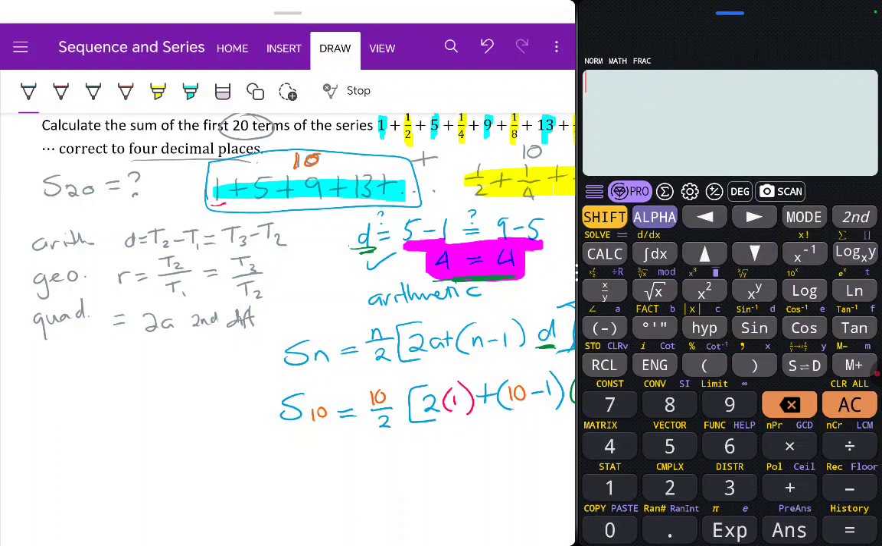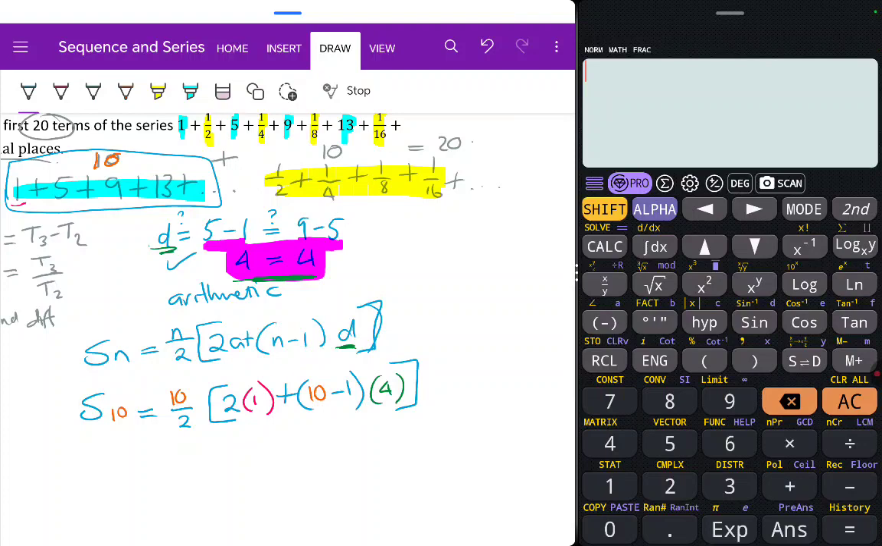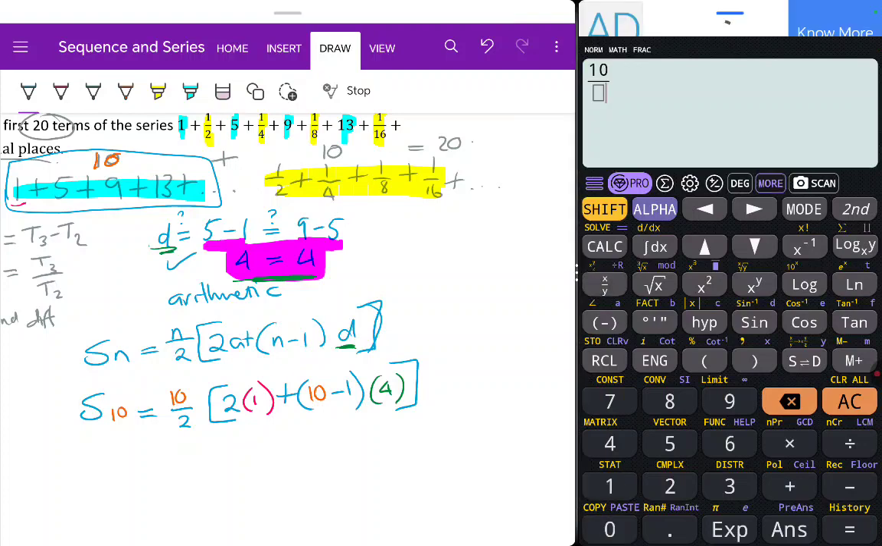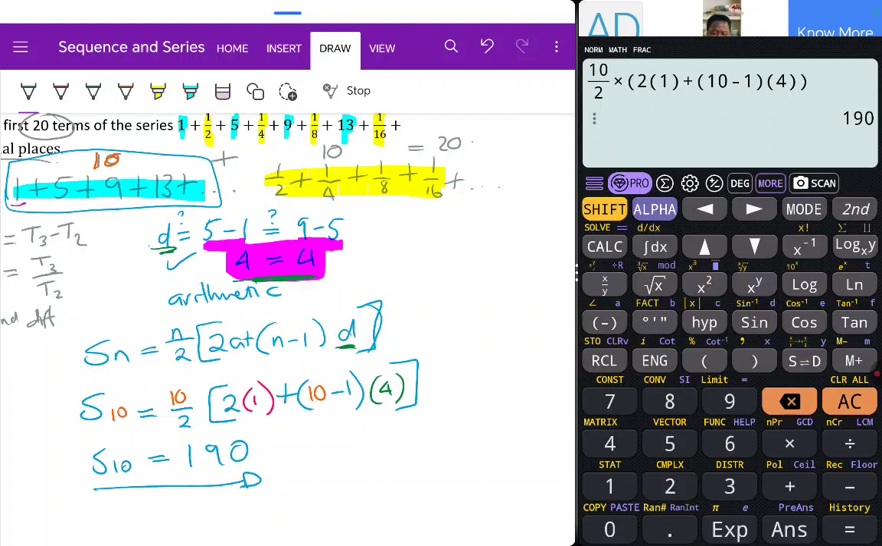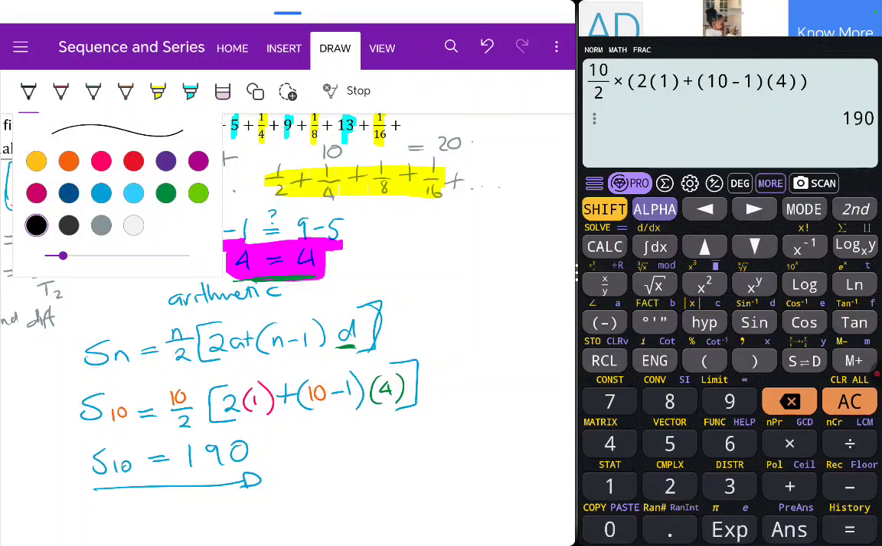So for this one, we want the calculator, and we are going to input 10 over 2, open bracket, 2, bracket 1, plus bracket 10 minus 1, close, open, 4, close, close, equals 190. So the sum of the 10 blue terms equals 190. Okay, happy with that. Let's do the next one, and we'll do that one in black.